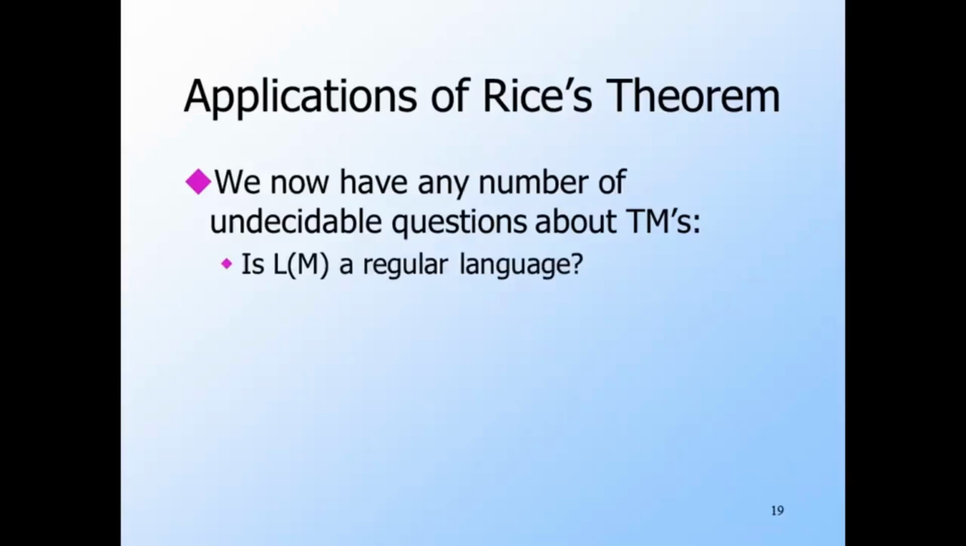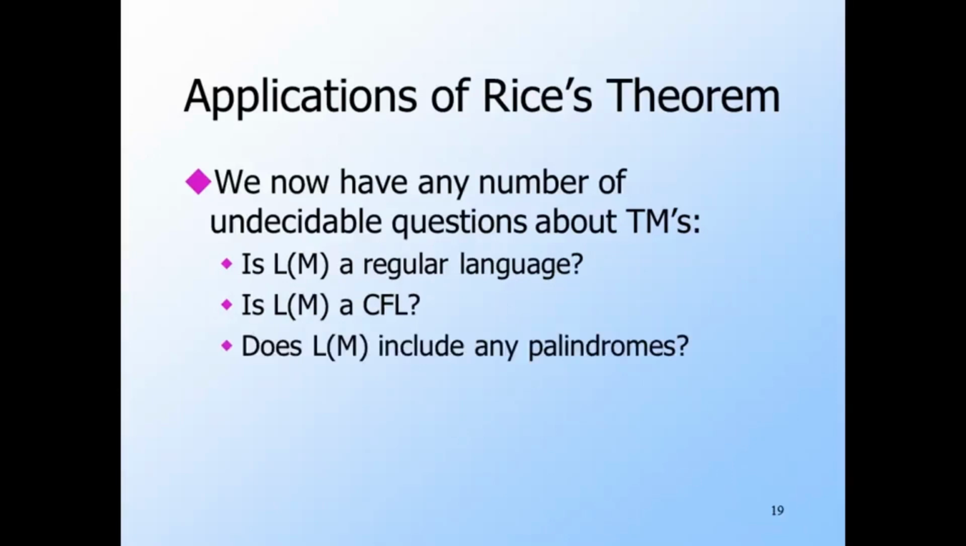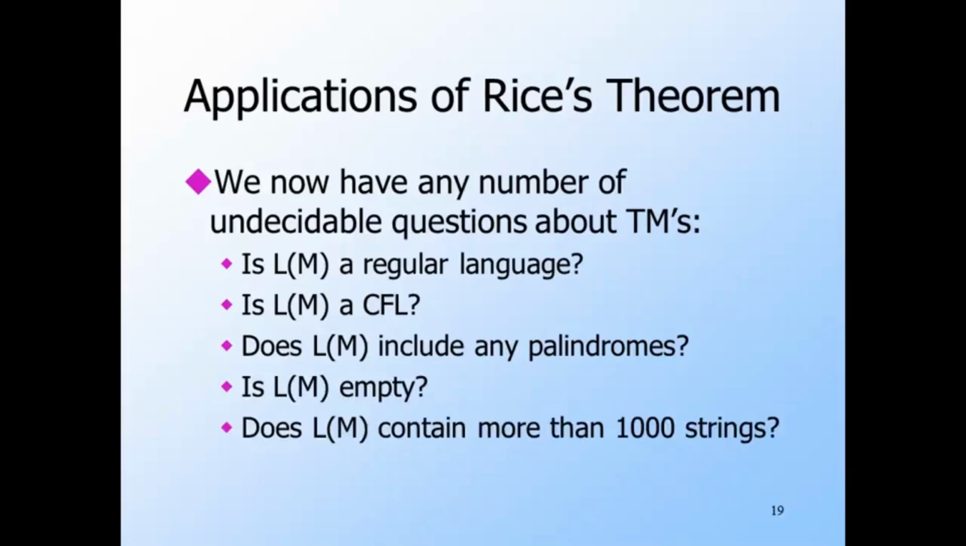Is M's language regular? Or is it context-free? Does this language include at least one string that is a palindrome, that is, a string that is the same as its reversal? Is the language empty? That is, does M accept any string at all? Does the language contain at least 1,000 strings?